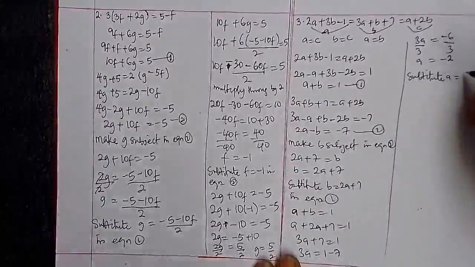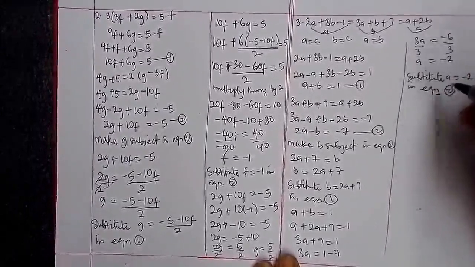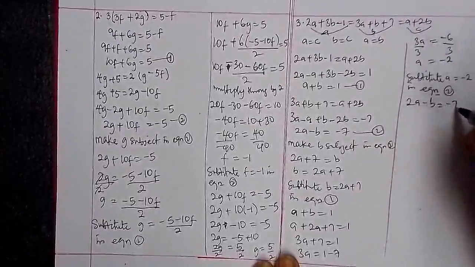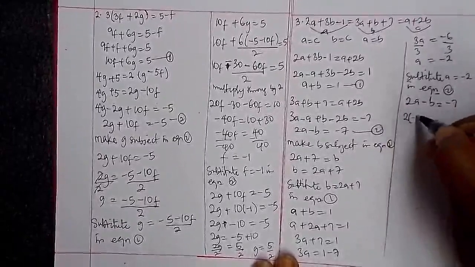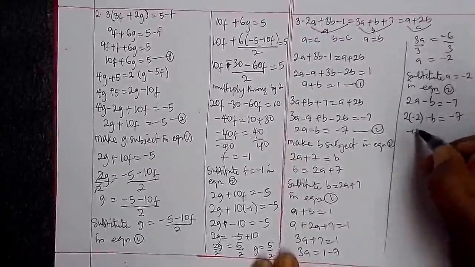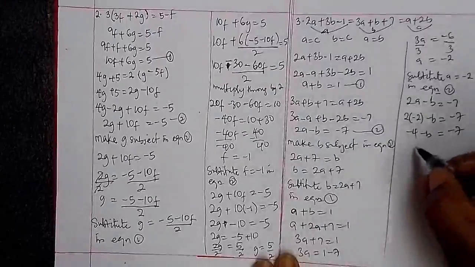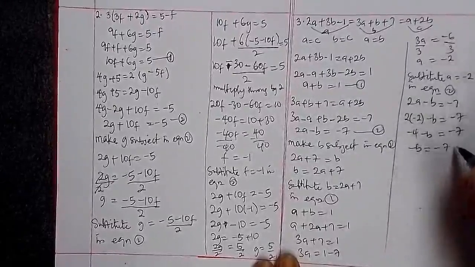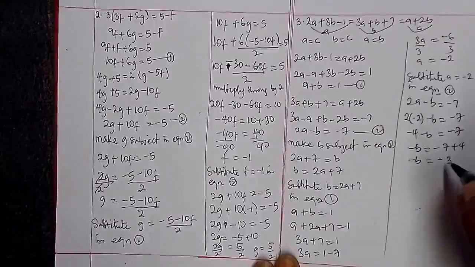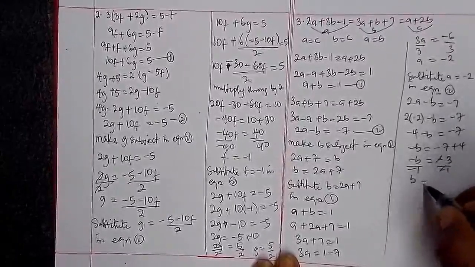Substitute a equal to minus 2 in equation 2. Our original equation 2 is 2a minus b is equal to minus 7. 2 open bracket minus 2, minus b is equal to minus 7. So we have minus 4 minus b is equal to minus 7. So minus b is equal to minus 7 plus 4. So minus b is equal to minus 3. Divide both sides by minus 1 so that our b will stand alone. So that now we have b is equal to 3.